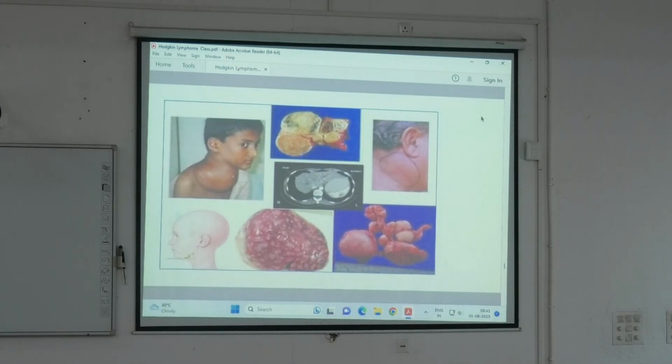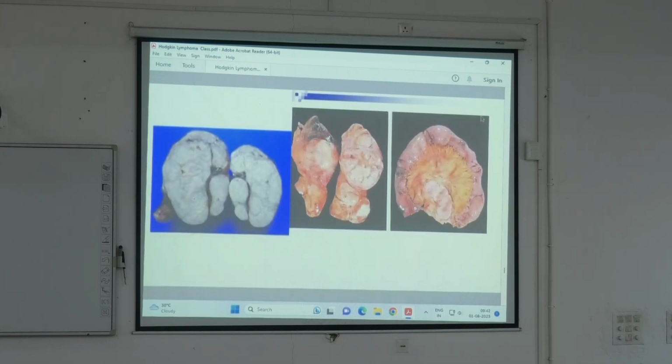Now see this picture of lymph nodes. These are all the lymph nodes. This is extranodal, that is, the gut. This also is involved by extranodal involvement. This also we can get.